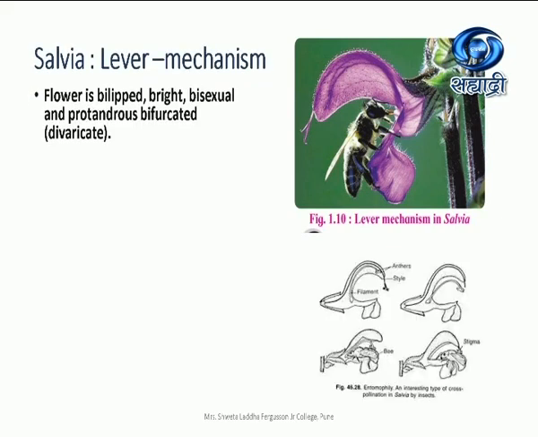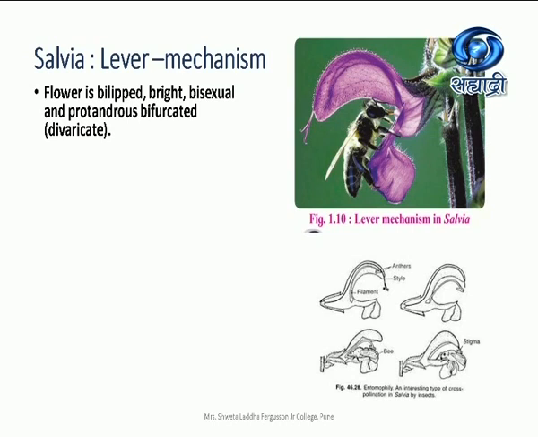This is a wonderful example of lever mechanism which is seen in salvia. The flower is bilipped, there is an upper lip and then there is a lower lip. Let me show it to you. So this is the upper lip and this is the lower lip. Bisexual flowers, having both androecium and gynoecium. But the flower is protandrous. Protandrous, androecium matures first, that condition is called protandry. Gynoecium maturing first is called protogyny. But here it is protandrous, androecium is maturing first. And the anther is bifurcated or divaricate.